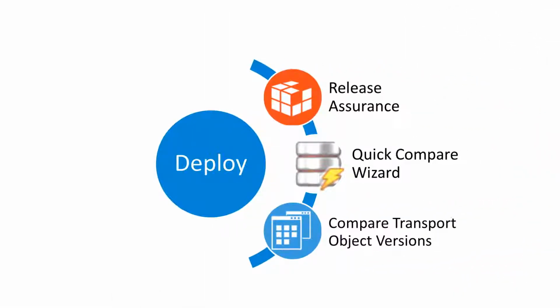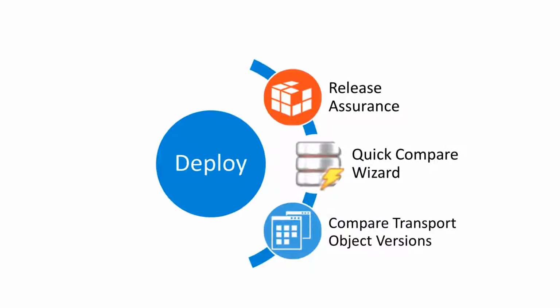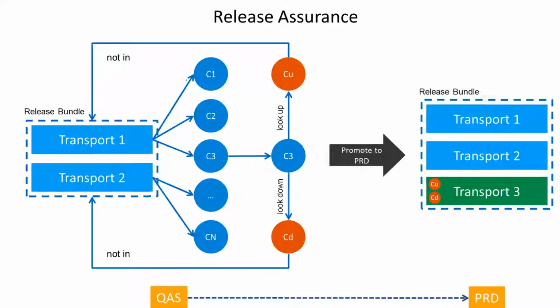These are the top 3 deploy apps. Release Assurance has a new look with improved additional resource reports. This illustration displays release assurance functionality. There are 2 transports analyzed in this release to production scenario. The app analyzes dependencies for each object within the transport.